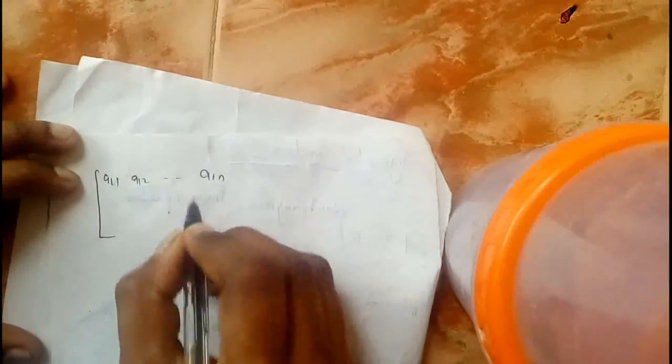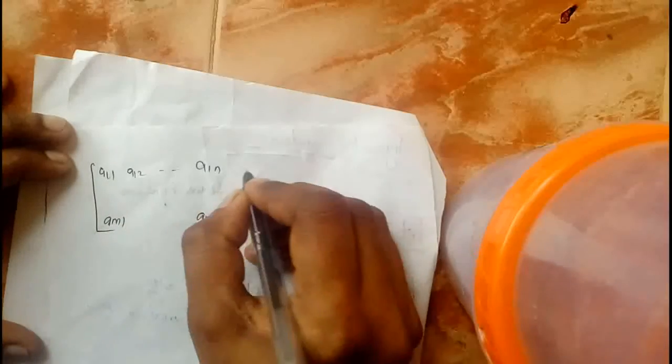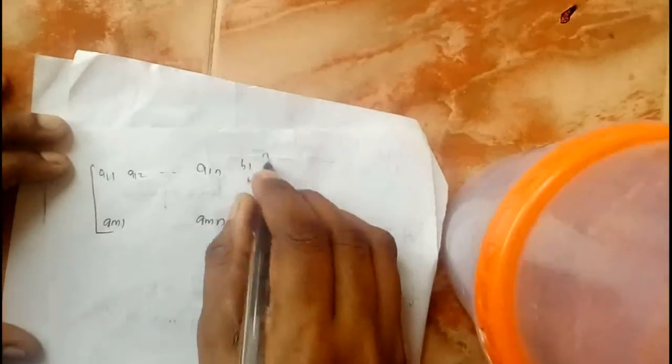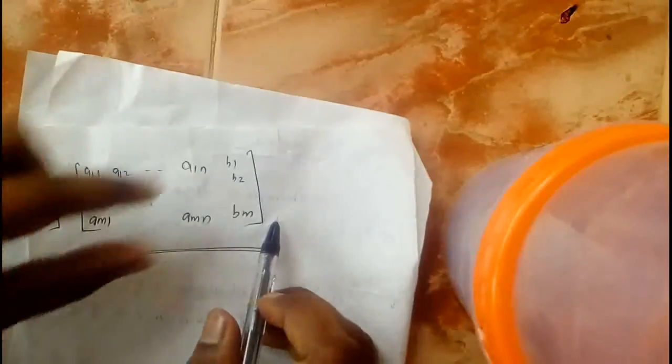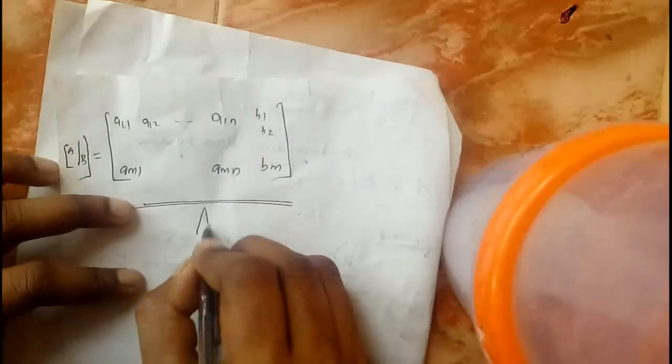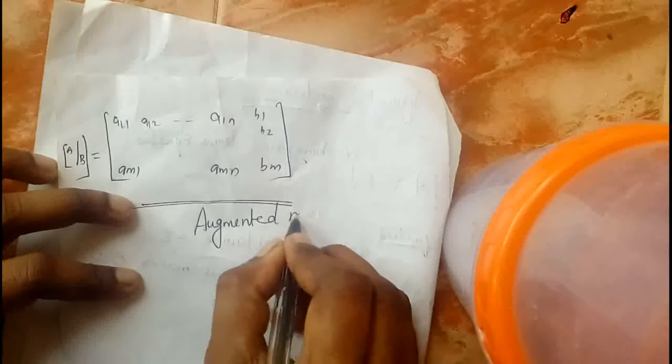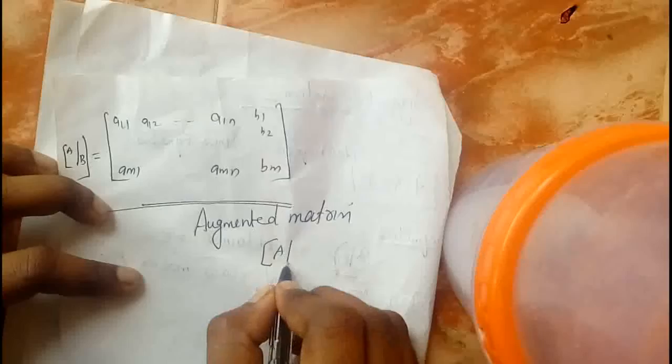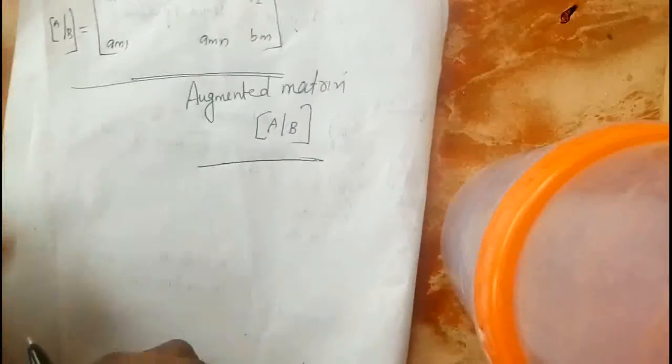That means a11, a12, etc. a1n, am1, amn, b1, b2, etc. bm. So this matrix is called the augmented matrix. We placed an extra column in the coefficient matrix. Such a matrix is called an augmented matrix, denoted by A|B. By using the augmented matrix, we can check whether the system is consistent or not.